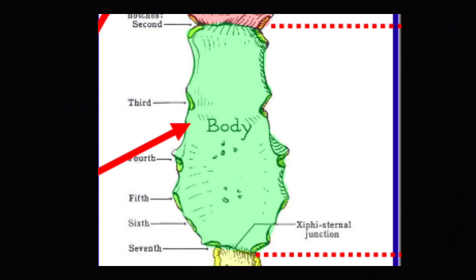The lower end articulates with the xiphoid process to form a secondary cartilaginous joint, which is also known as the xiphisternal joint. The lateral border articulates with the second to seventh costal cartilages, and these joints are synovial joints. The second costal cartilage articulates at the site of the manubriosternal junction, and the seventh costal cartilage articulates at the site of the xiphisternal junction.